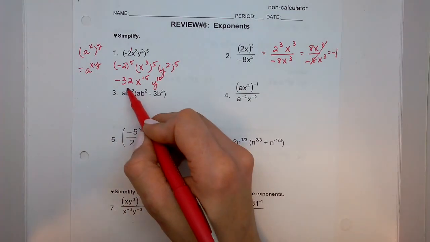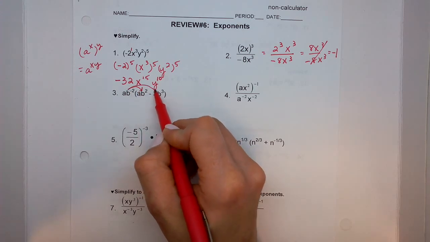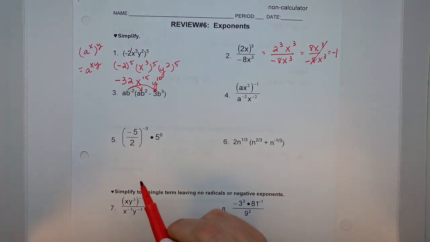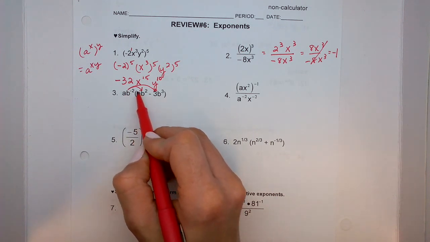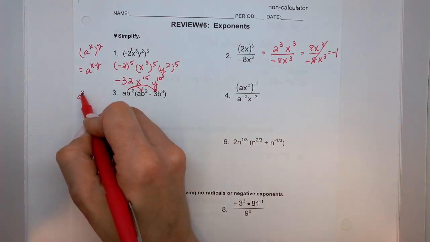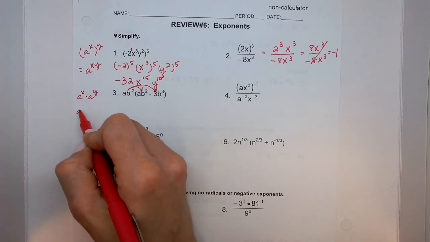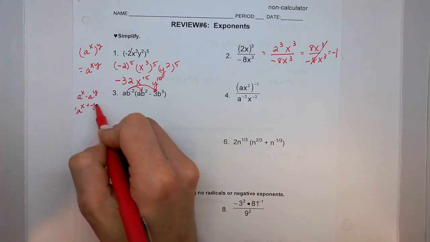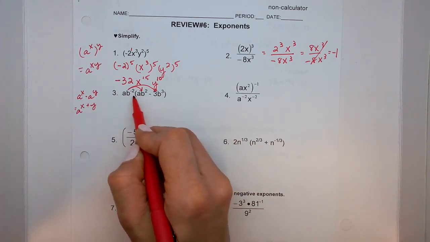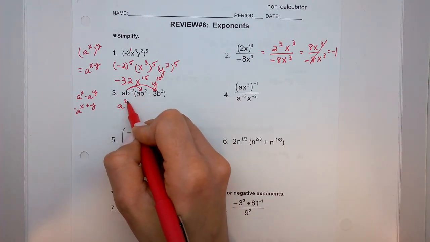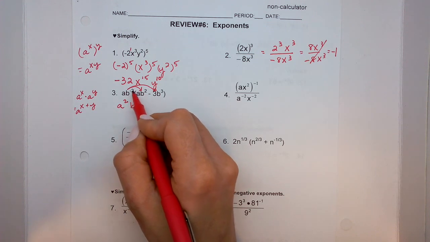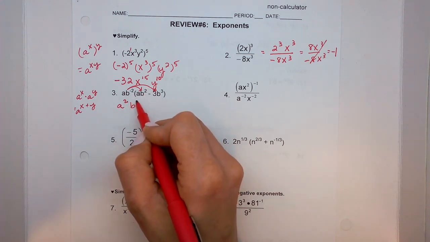Okay, on number 3, we need to distribute the factor in front to both of the terms inside the parentheses. So when you distribute, you add the exponents. This is the rule, a to the x times a to the y is a to the x plus y. If you see the base twice here, we're multiplying. We want to add the exponents. So you have a times a is a squared. b to the negative 2 plus 2 makes 0.